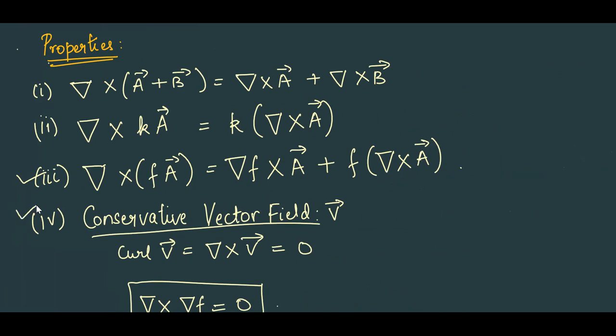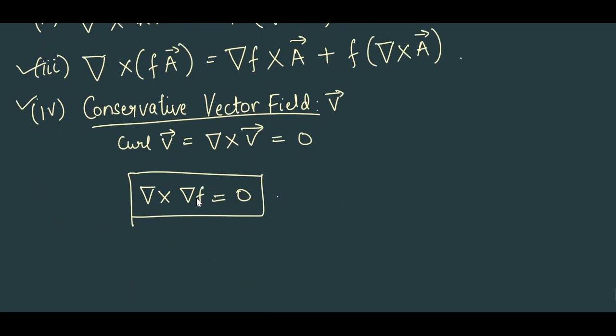And then the last one, very important, conservative vector field. We discussed that a conservative vector field is that field in which we can write this as the gradient of a scalar potential. So V can be written as grad f. Now del cross gradient of f will be 0 always. So if V is a conservative vector field, another definition of a conservative vector field is its curl will be 0, always.